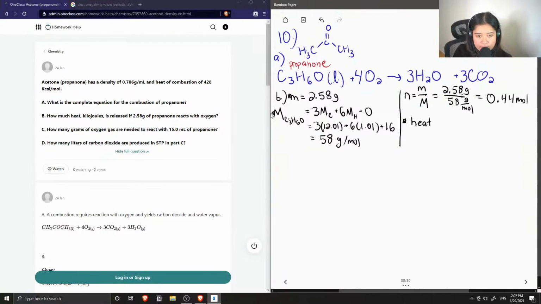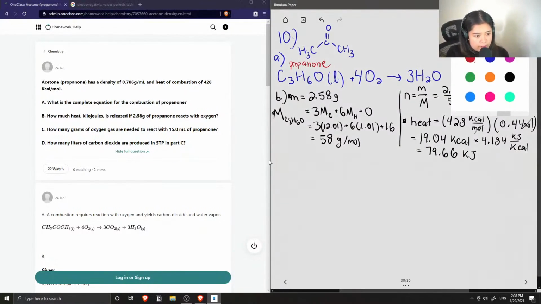So I can say that heat is equal to 428 kilocalories per mole. And we just need to multiply this by our number of moles. And the moles will cancel out. And we get heat equal to 19.04 kilocalories. And the question wants us to give it in kilojoules. So we just need to multiply by the conversion factor, which is 4.184 kilojoules per kilocalorie. And our final answer is 79.66 kilojoules. Okay, so that was part B.